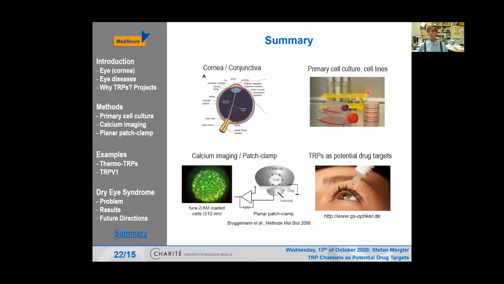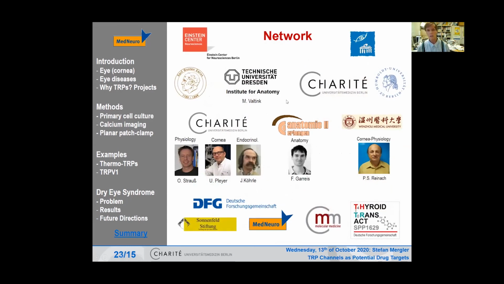I explained something about the cell lines we are working with, the methods, and also that TRPs are partial drug targets, interestingly. The network is shown here. My main collaboration partner is Monika Walting in Dresden. We have a strong collaboration together, also a DFG project, and this is the internal collaboration within the Charité.